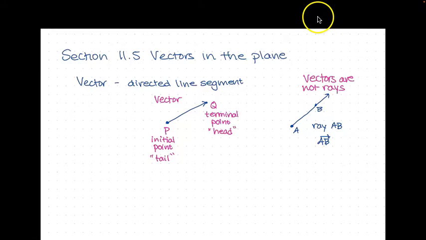Also known as the head. But notice the vector ends at point Q. It does not extend beyond point Q like we do with a ray. So, not a ray. Rays have an infinite length. They go on forever. Vectors stop. That's why we call it a line segment, but it's got a direction.